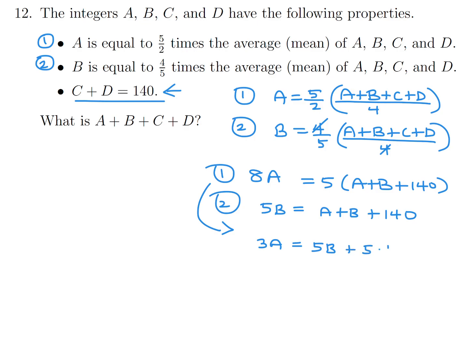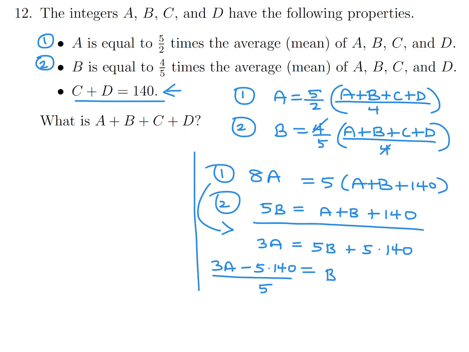plus 5 times 140, right? And then, therefore, if I isolate for b, it would be 3a minus 5 times 140 over 5 is b. Yeah, and then I can just substitute it back into this formula. And I think that should work. Okay, so let's do that.